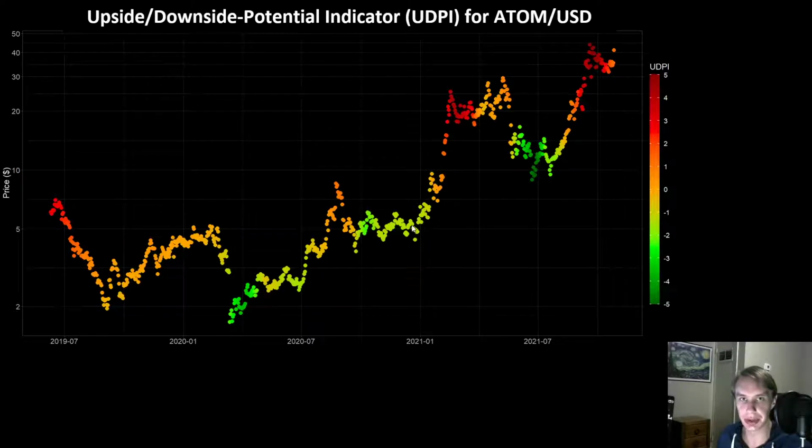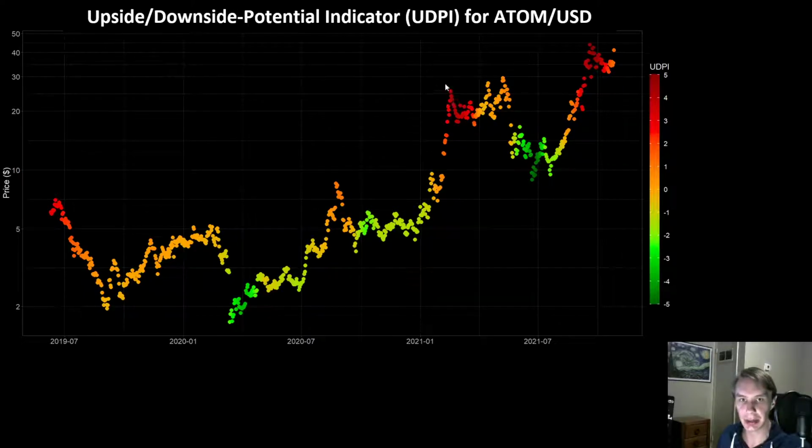Let's take, for example, the run from December of 2020 up through the spring of 2021. Back in December, the UDPI was saying it was a relatively low risk zone, somewhere down here around -1. It was saying the risk-reward ratio is in your favor at this point. If one had bought Atom here, they could expect more potential upside than potential downside. And sure enough, going into February, we had this massive run that Atom put in, where it went from around $5 all the way up to $25, $26. So it did a 5x move in that time.